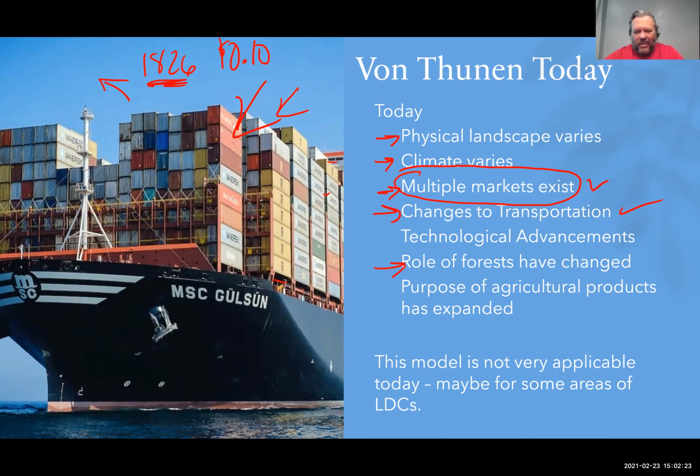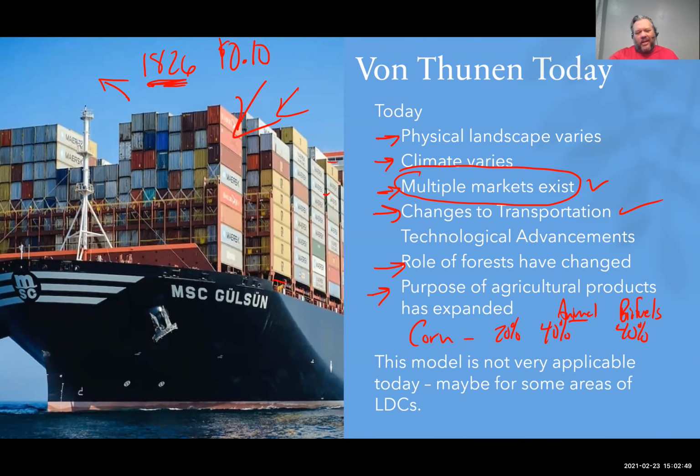So anyway, the role of force has definitely changed. Different materials, things like that, and then the purpose of agricultural products has expanded. Remember, like I was talking about with corn, I think 20% is for human consumption, 40% is for animal consumption, and we didn't used to do that. And then the other 40% is for biofuels. So the uses of those products have changed a lot.